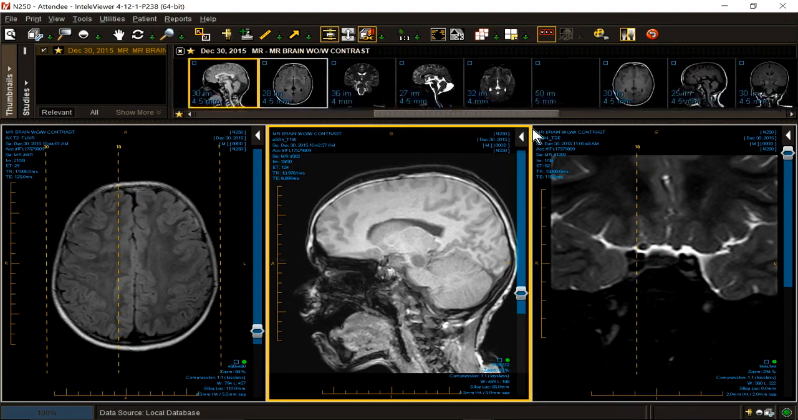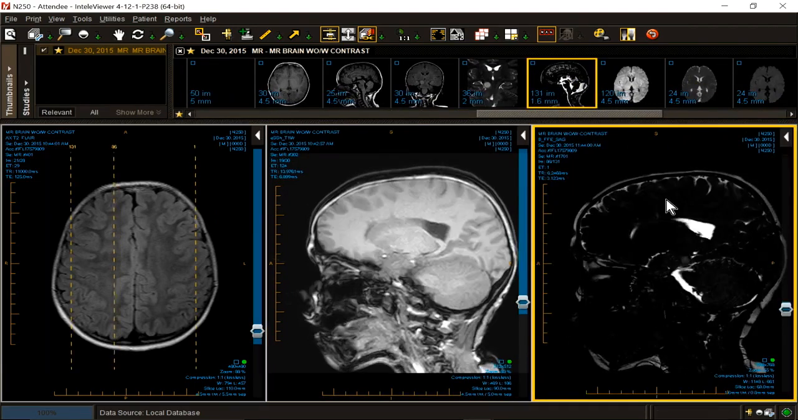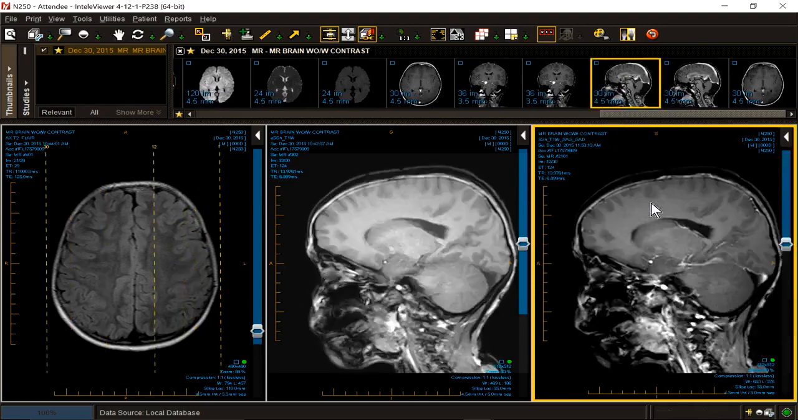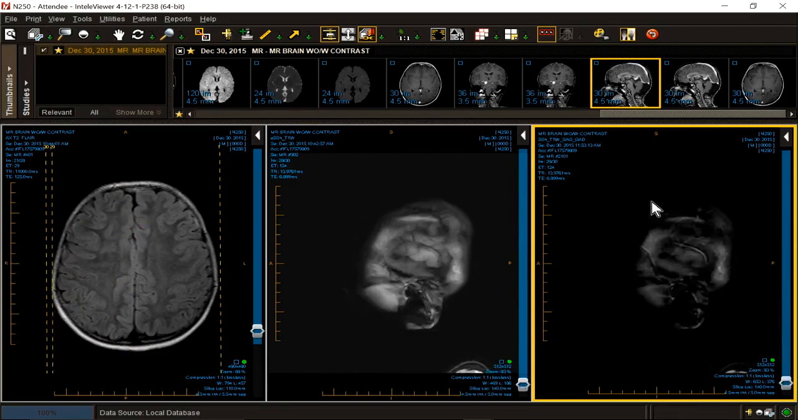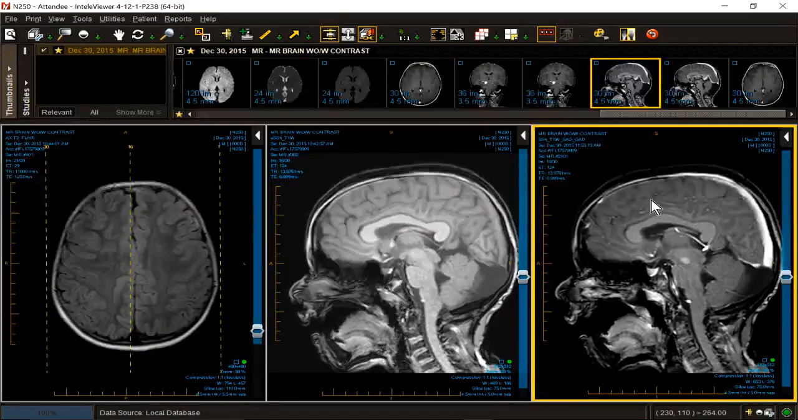Let's go downstream a little further and see if there's anything else worth mentioning. I think not. Let's move on then to the next case. This is neurofibromatosis type 1. A few comments about it, especially for the registrars in the room.